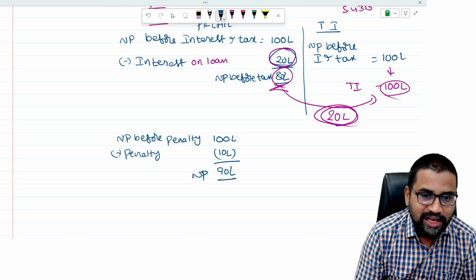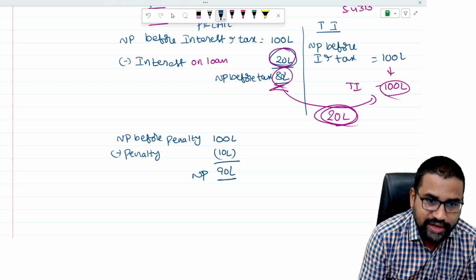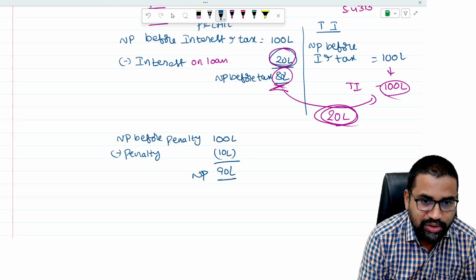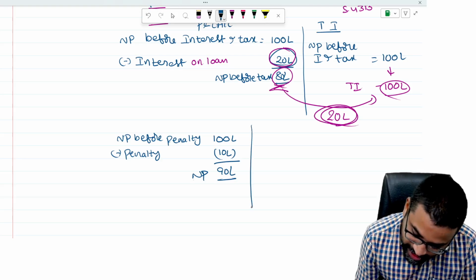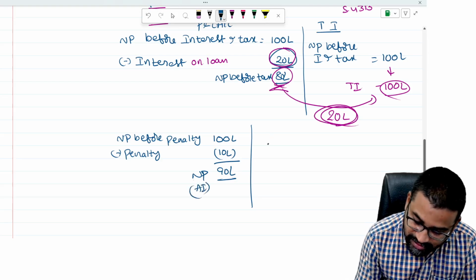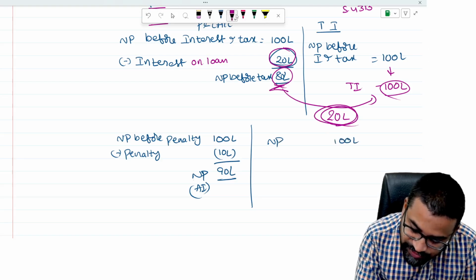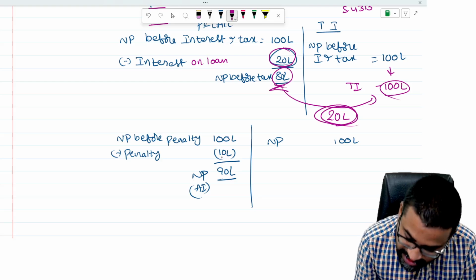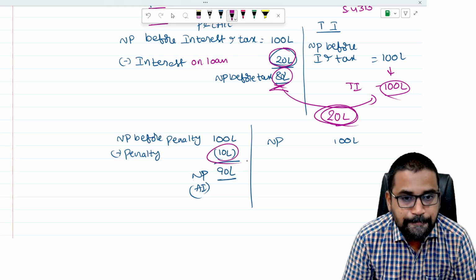Penalty is debited to P&L account. Whatever penalties, prosecutions, fines, whatever we pay, those are our expenses or losses. We debit to P&L account now. So this is accounting income, 90 lakhs. But now come to Income Tax Act. Your net profit before penalty 100 lakhs. Now you tell me, as far as the income tax is concerned, are penalties allowed as deduction?